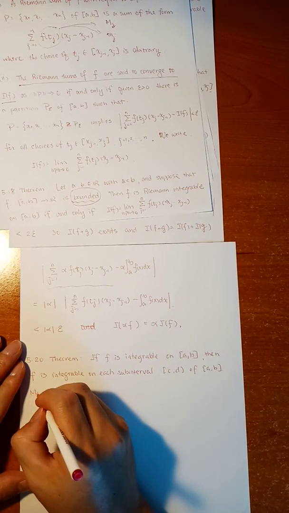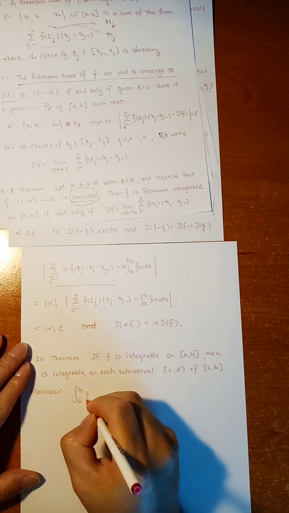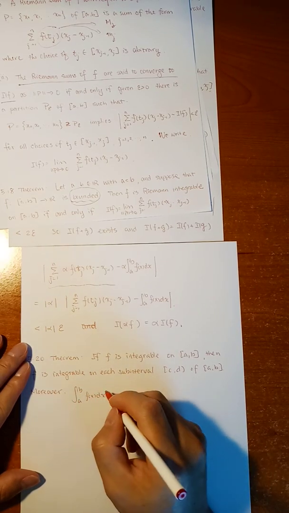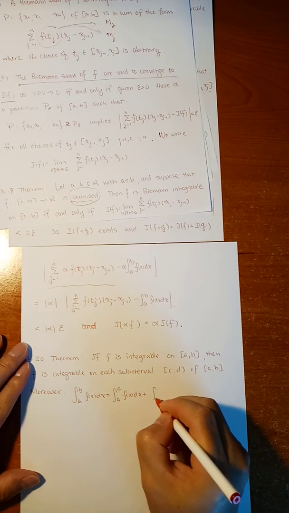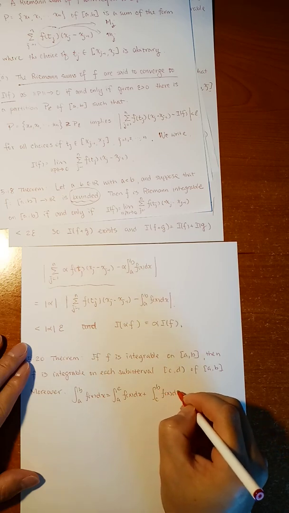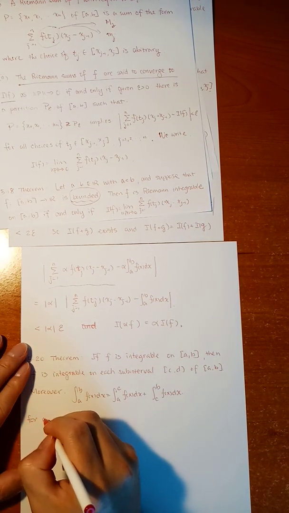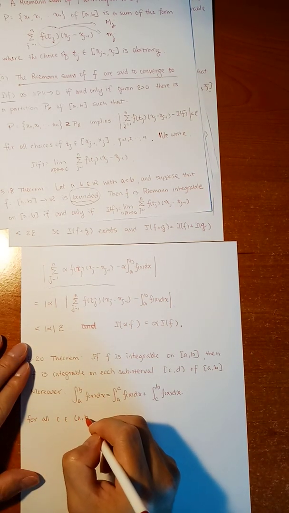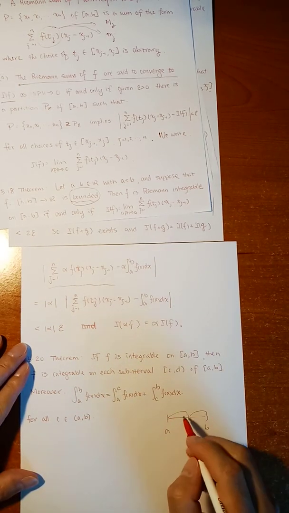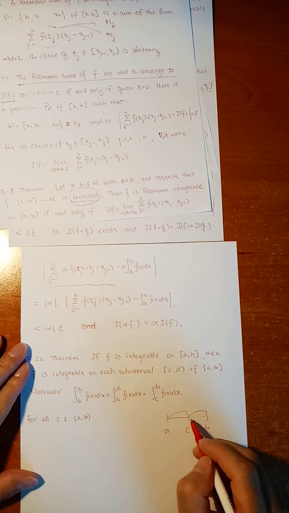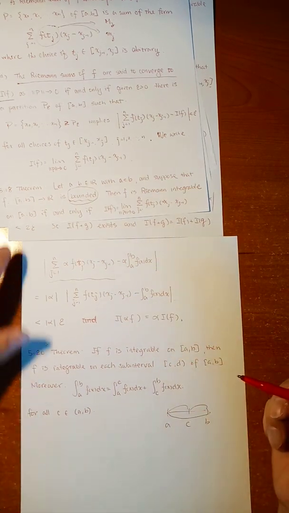And moreover, we have the integral from a to b of f(x) dx. It is equal to the integral from a to c of f(x) dx plus the integral from c to b of f(x) dx, for all c inside [a, b]. So you can just integrate the function over [a, c] and [c, b], put them together, and it's the integral from a to b. That's what this theorem says.